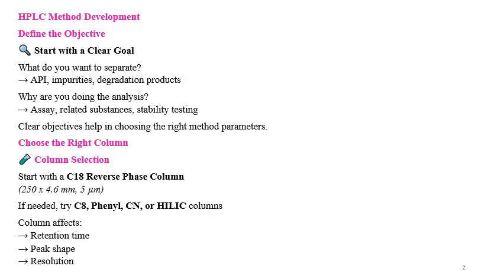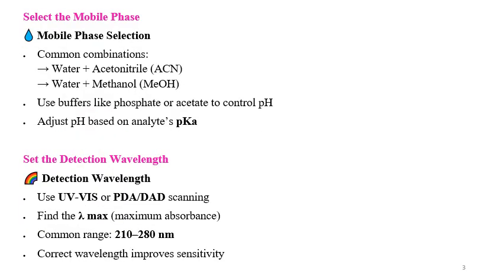The column affects the retention time, the peak shape and the resolution. The separation takes place in the column. That's why column selection is an important step in HPLC method development. Once you select the column as a trial, you can go with the selection of the mobile phase.